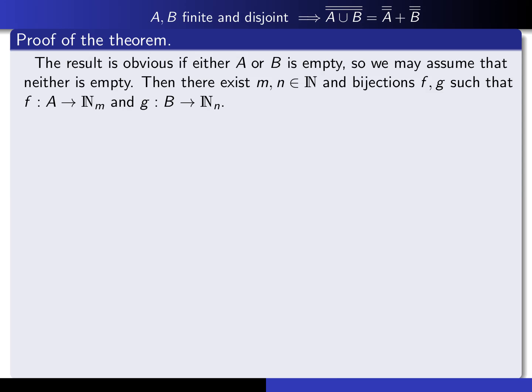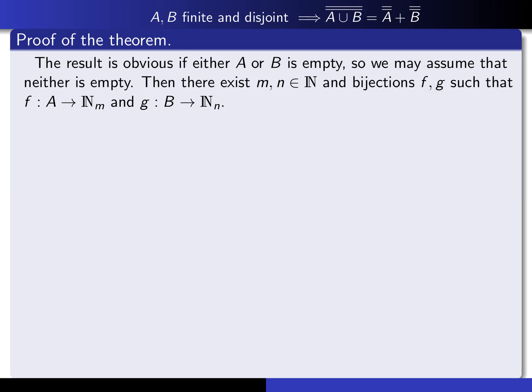Now, since A and B are finite, it's possible that A or B is empty. But if either A or B is empty, then the theorem is really obvious, because, for example, if A is empty, then A union B is the same as B, so the left-hand side is the cardinality of B, and if A is empty, the cardinality of A is 0, right? So the result is really completely obvious in that case.